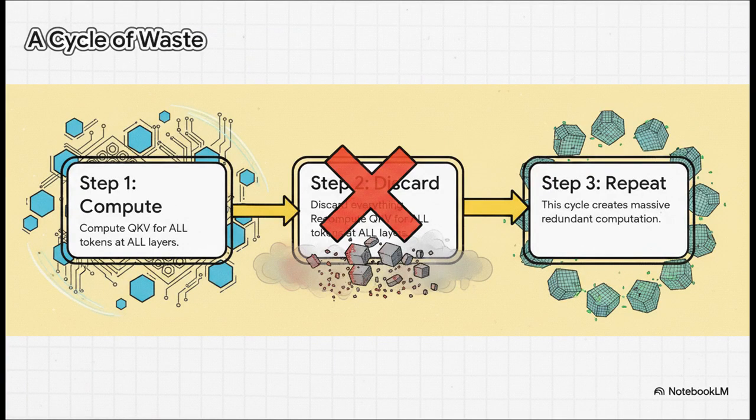And this little list right here shows you just how wasteful that is. In step 1, it computes everything for every token. In step 2, it throws it all away and does the exact same thing all over again. It is a brutal, endless cycle of compute, discard, repeat. Just a massive amount of redundant, wasted effort.